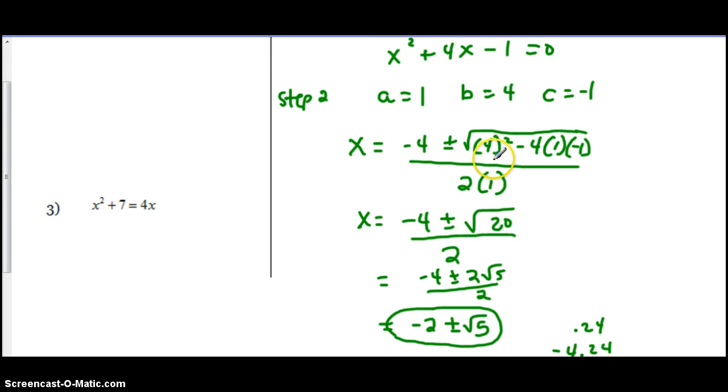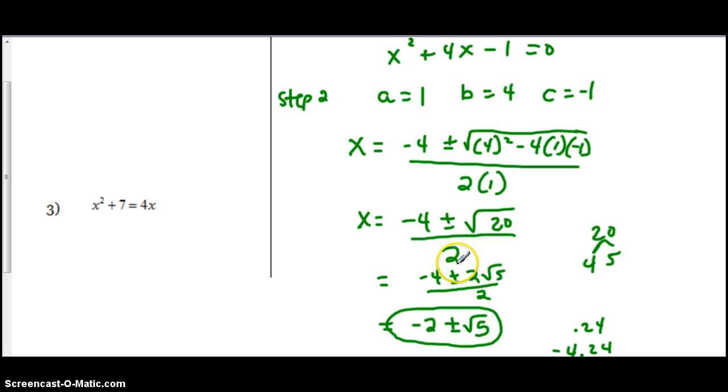Okay, so you should simplify inside the square root first, and 16 minus 4 times 1 times negative 1 would be 16 plus 4, and that's 20. So then we have the square root of 20. We know there's a perfect square of 4 in there. So square root of 4 is 2, so that comes out, but that 5 stays in. Remember, 20 is 4 times 5.